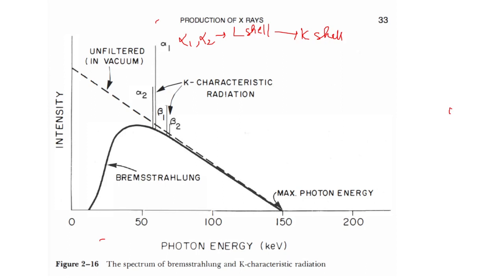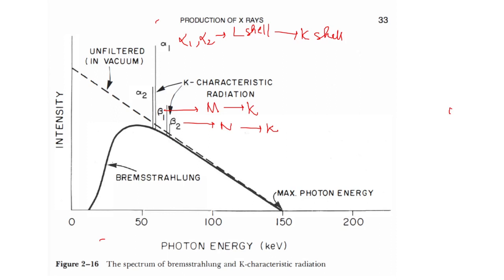We have beta 1. In beta 1, when an electron from the M shell goes to the K shell, beta 1 is produced, and when an electron from the N shell goes to the K shell, beta 2 is produced. So Bremsstrahlung radiation is a continuous radiation, whereas in characteristic radiation, many specific peaks of energy are produced.